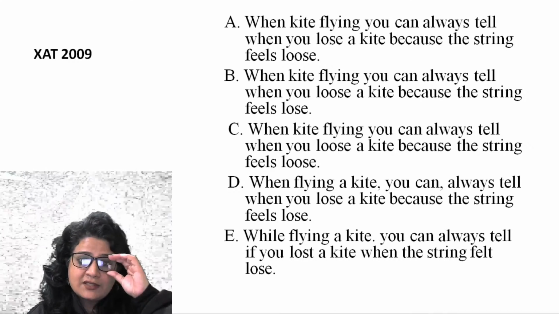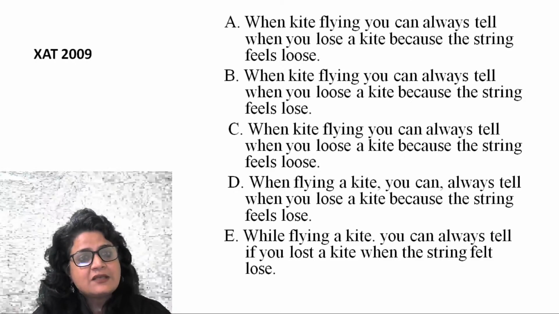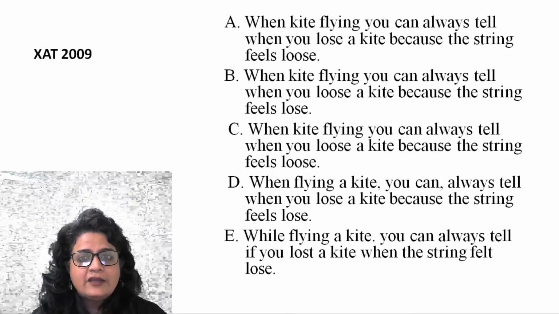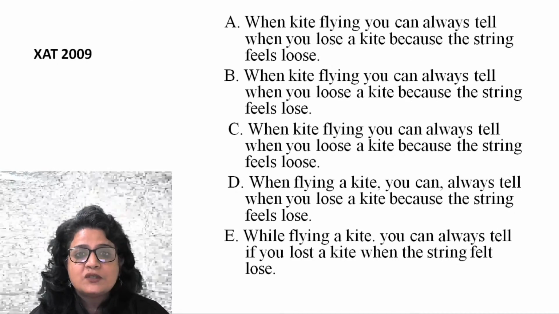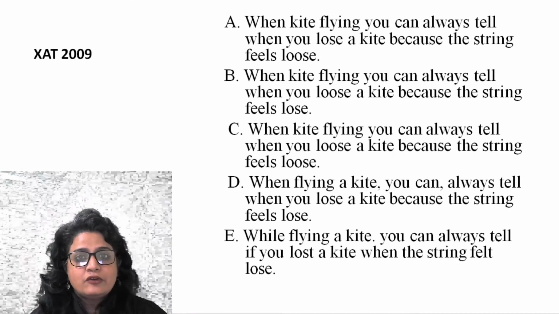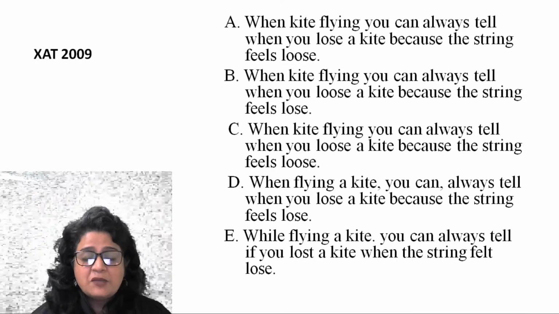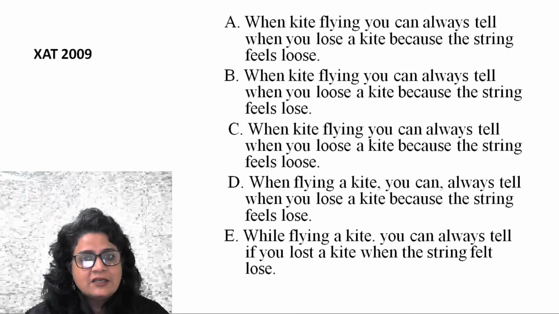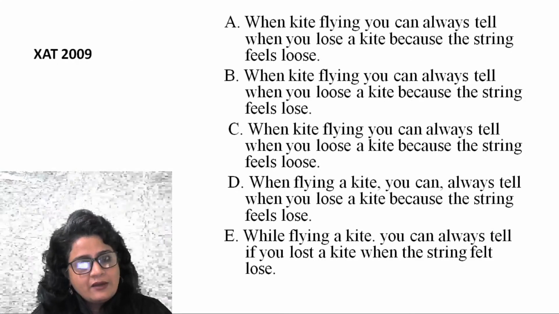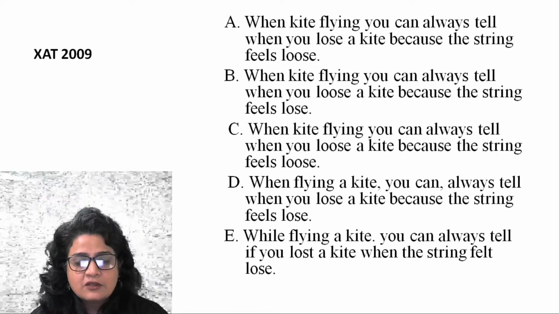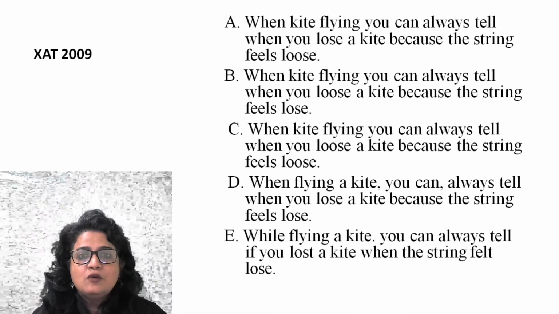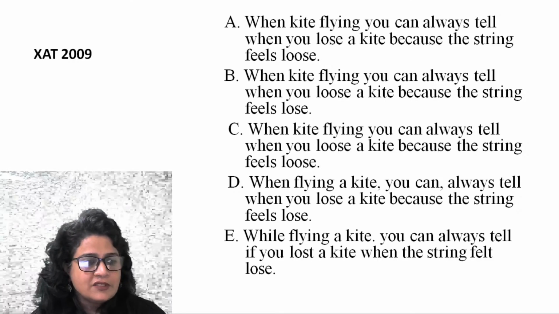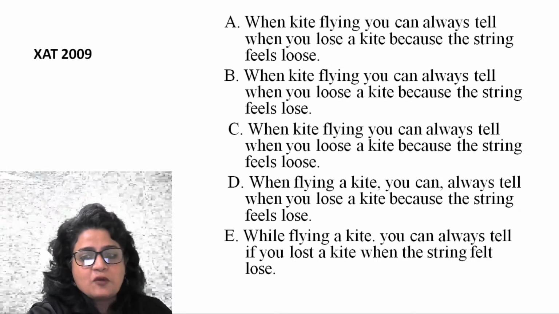Answer is first, right? So the first option, or first sentence, is using both the words correctly. Second, when kite flying, you can always tell when you lose. So here, the second word is the wrong word, lose instead of loose, which means something which is not tight, when the string feels loose. So it is interchanging the words and hence the incorrect usage. When kite flying, you can always tell when you lose a kite, right? So you can see all the other options are using the words in an incorrect way, whereas only the first option is correct.